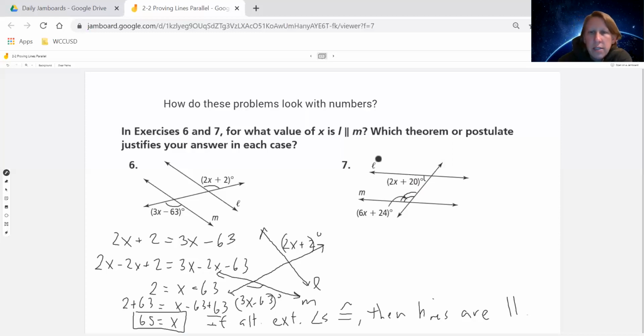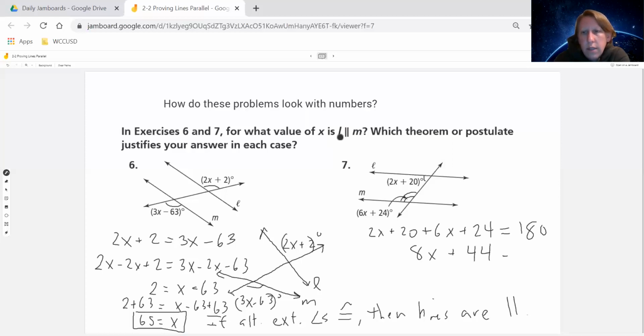So what do we do in this problem? We would do 2x plus 20 plus 6x plus 24 is going to add up to how much? They're same side and they're interior. They're supplementary. They add up to 180. Okay, so that's going to be 8x and 44. And I'm going to leave the algebra for you to do.